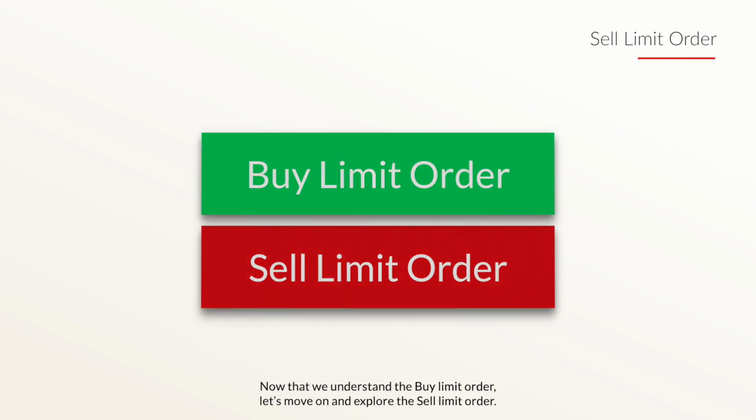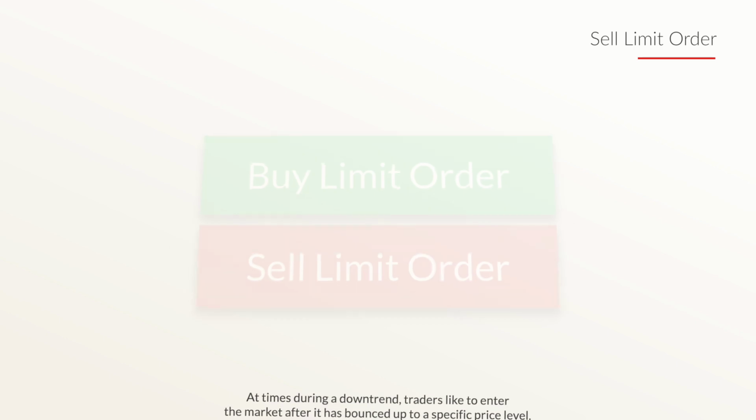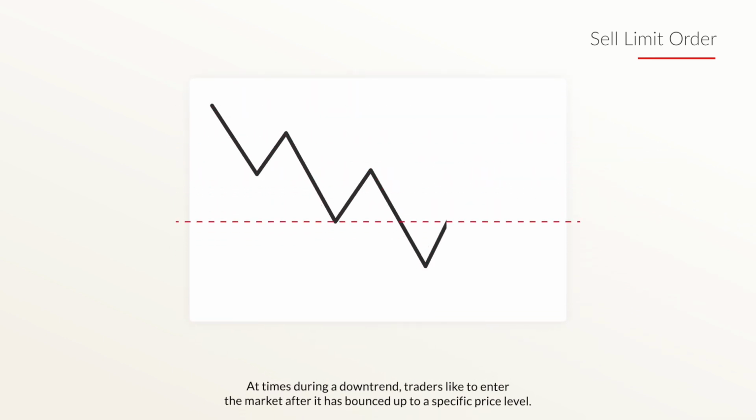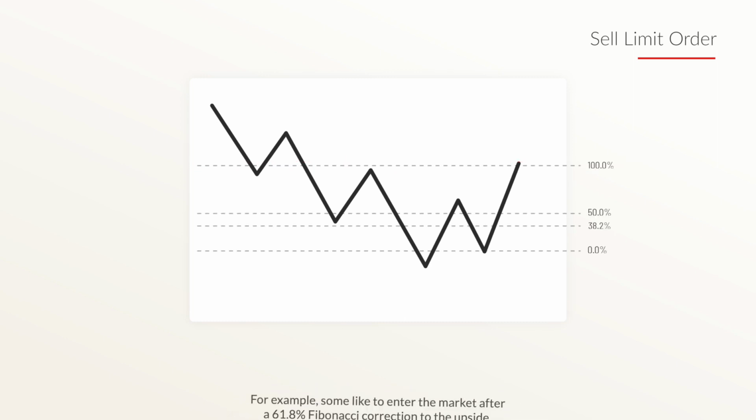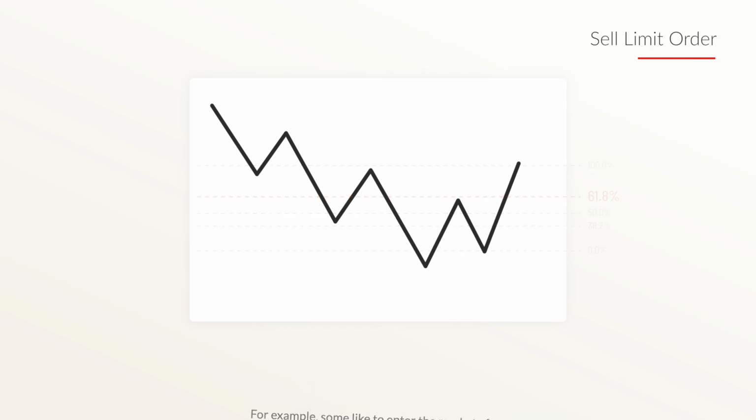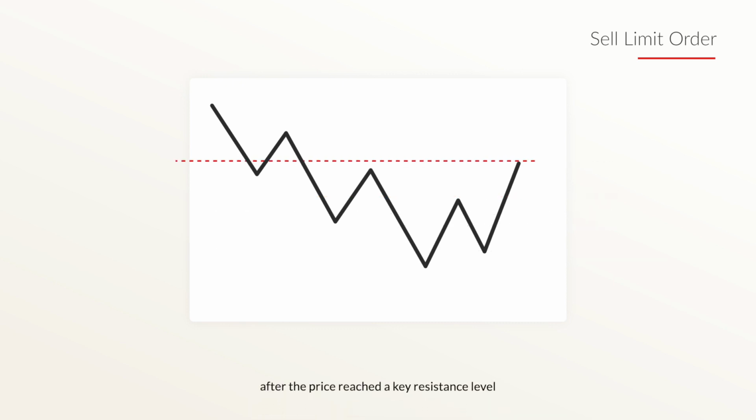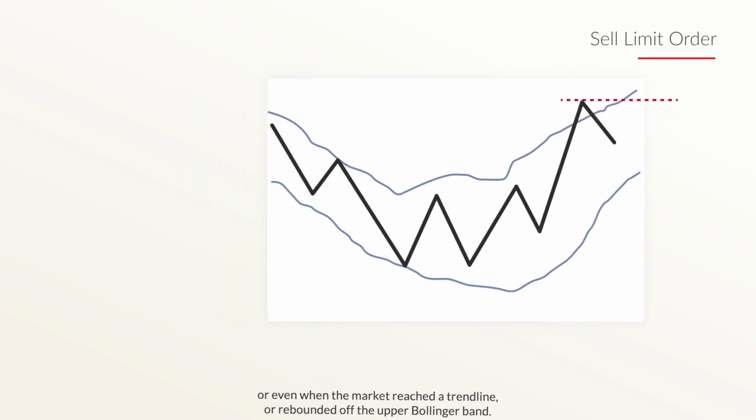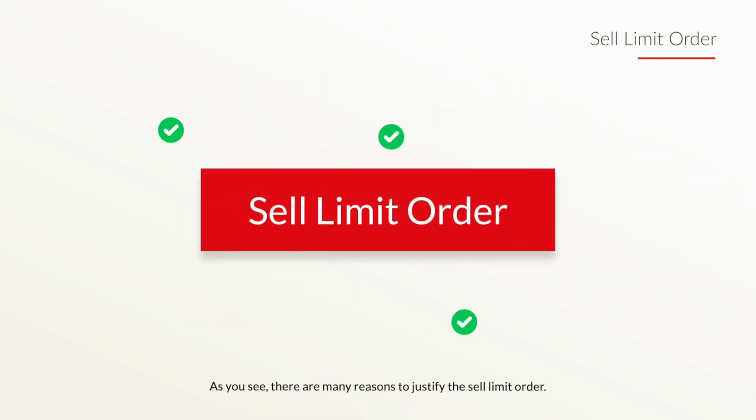Now that we understand the buy limit order, let's move on and explore the sell limit order. At times during a downtrend, traders like to enter the market after it has bounced up to a specific price level. For example, some like to enter the market after a 61.8% Fibonacci correction to the upside, after the price reached a key resistance level, or even when the market reached a trendline or rebounded off the upper Bollinger band. As you see, there are many reasons to justify the sell limit order.